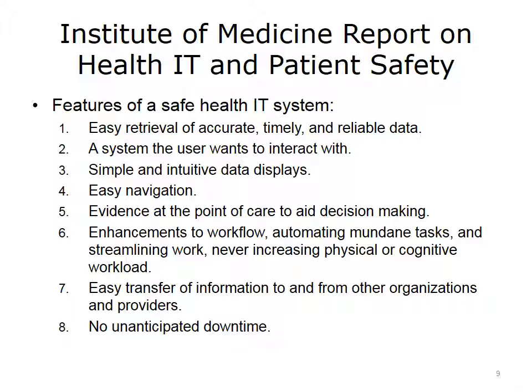In 2012, the Institute of Medicine released a report on health IT and patient safety entitled "Building Safer Systems for Better Care." In this report, they identified features of a safe health IT system as, number 1, easy retrieval of accurate, timely, and reliable data. Number 2, a system the user wants to interact with. Number 3, simple and intuitive data displays. Number 4, easy navigation. Number 5, evidence at the point of care to aid decision-making.